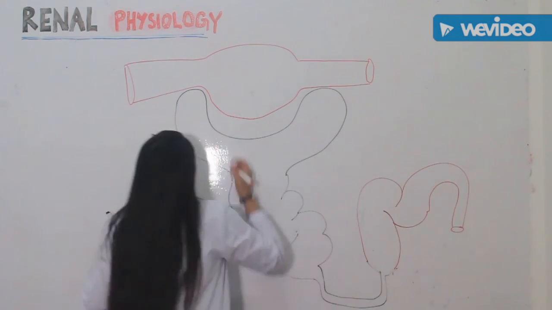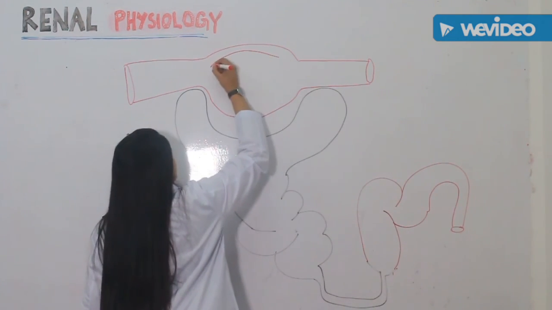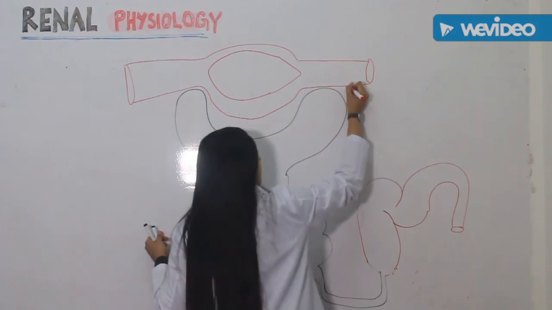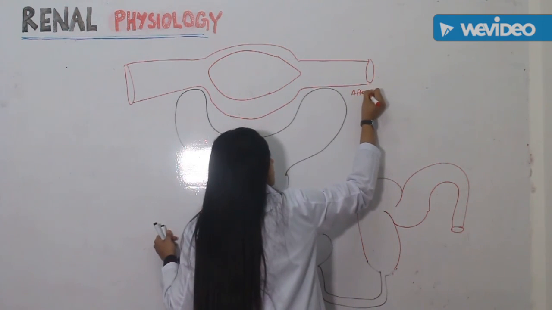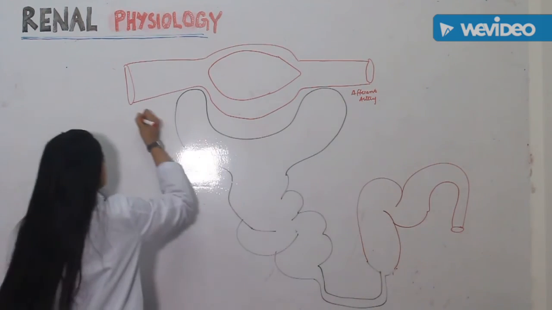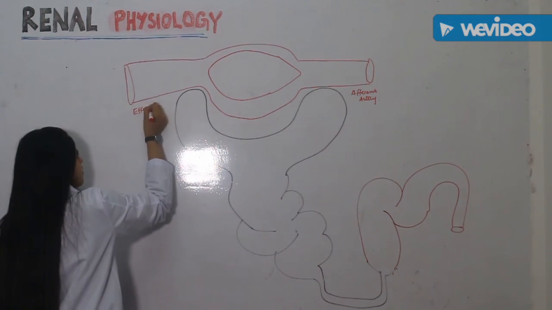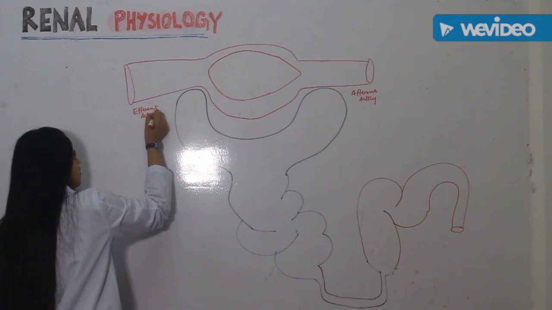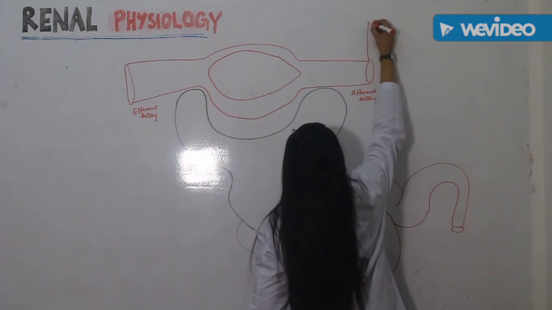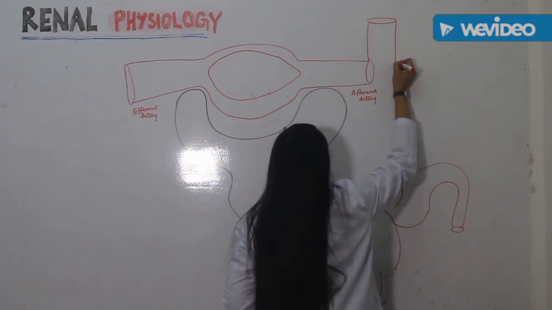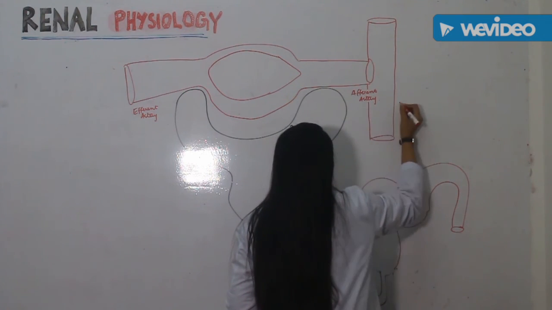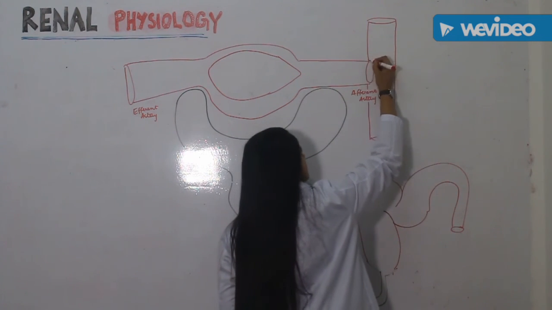So you see here I have made some kind of artery. Okay, this is an artery. This is the afferent artery. Are you agreed with it? And this is the efferent artery. The afferent artery comes from the renal artery. And just imagine that this is the aorta.